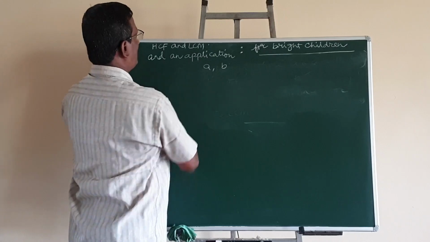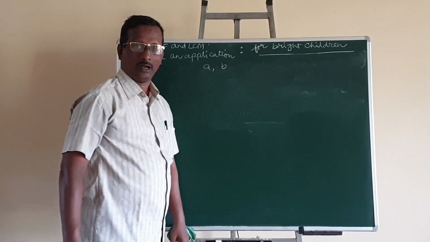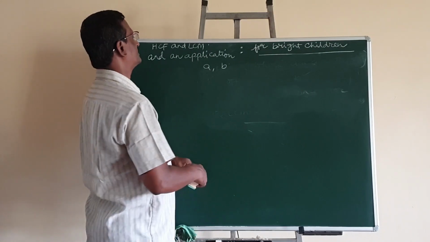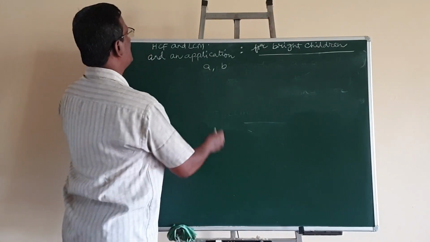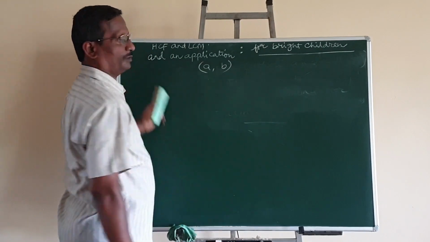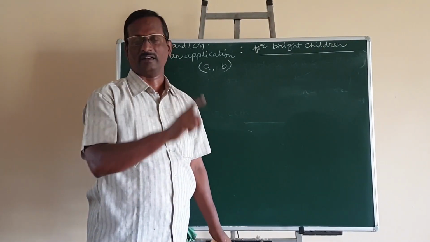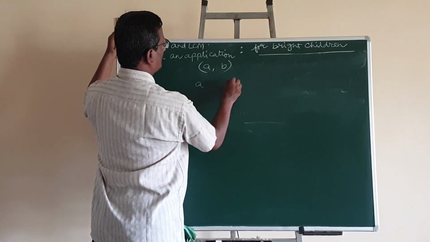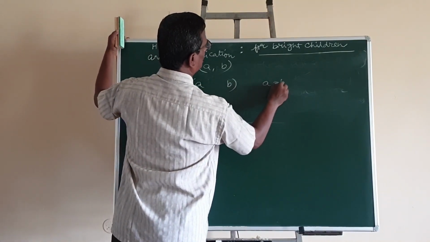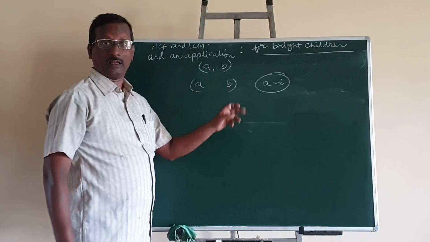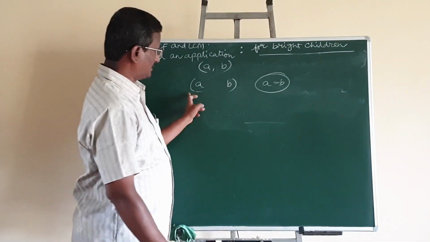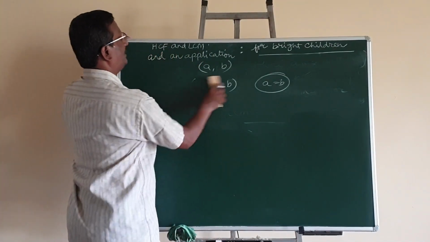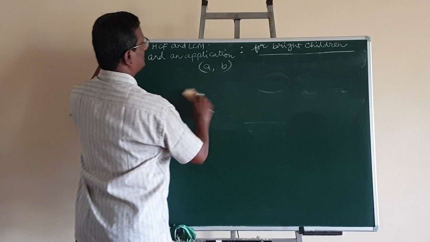Now, if A, B are two numbers that have some common factor, we do it like this. One simple method: A and B are the two numbers, one is smaller, another is bigger. Of course, if A and B are equal, then HCF of A, B is A, and LCM of A, B is also A. Okay, that is also a special case.